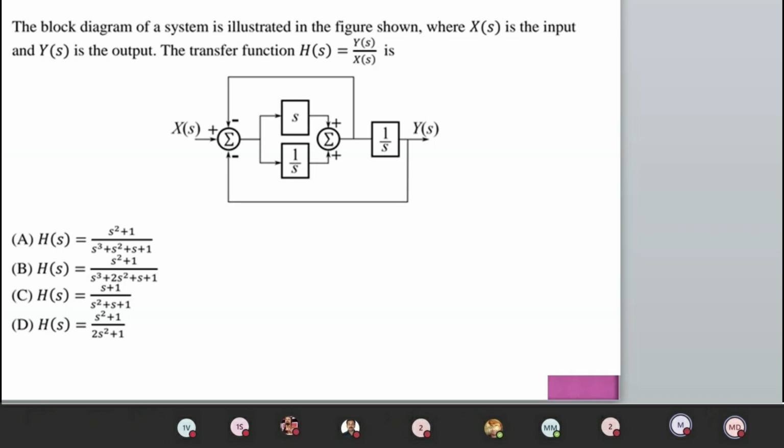I hope you have understood how to approach the transfer function models related to control systems. Okay, so kindly work out more problems in transfer function, because at least one question will be coming in every GATE examination paper.